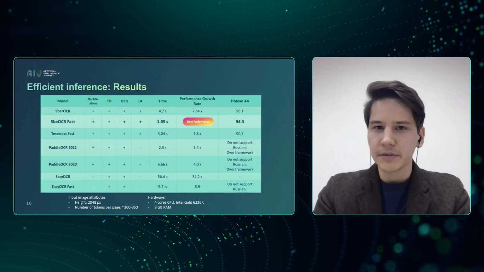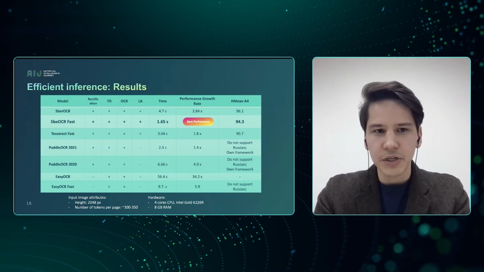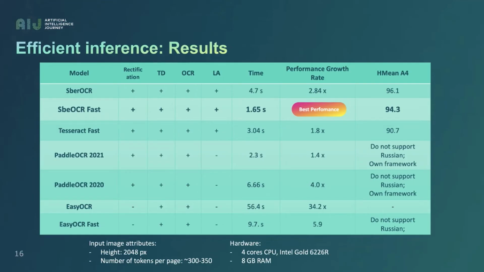We worked on our baseline. The first line here is our baseline. We've done what I talked about on our baseline, and it shows 4.7 seconds. It's a 2.8 times growth. Now our solution worked for about 1.65 seconds. Because of quantization, we got a little decrease in accuracy, but as you can see, it's quite small.